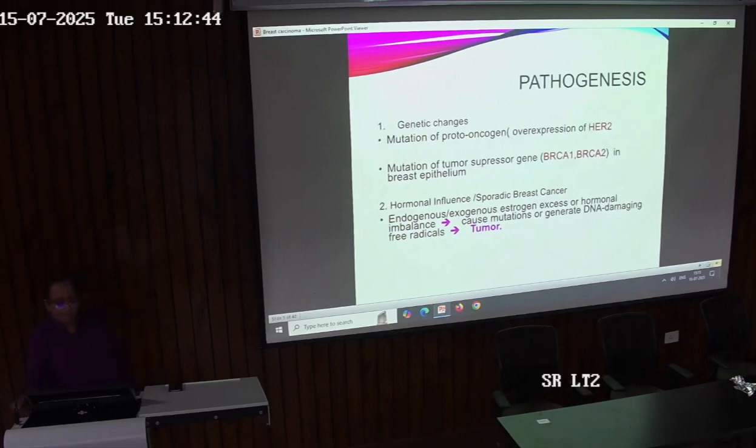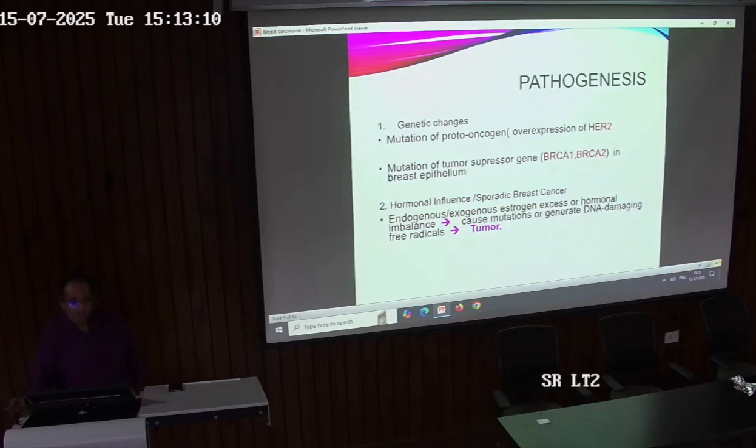Now, what are the genetic factors? Genetic mutations are the proto-oncogene expression of HER2 receptors. You have to learn them, memorize them, anyway you have to learn them. When a question is asked about CA breast, you have to mention all these pathogenesis, these genetic factors. Mutation of the tumor suppressor genes BRCA1 and BRCA2 in breast endothelium and epithelium.